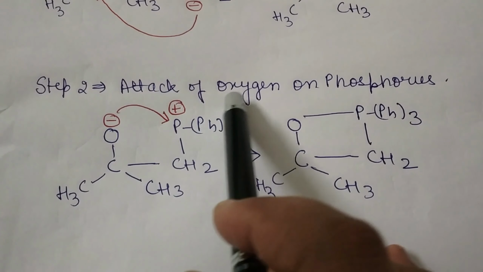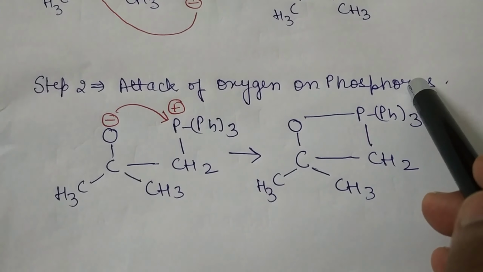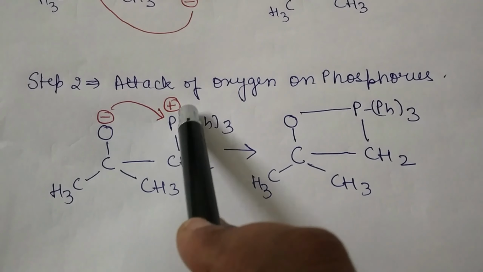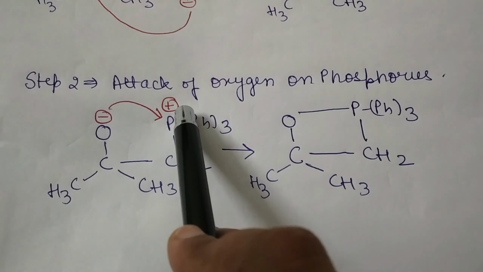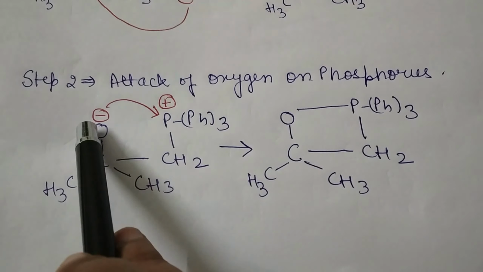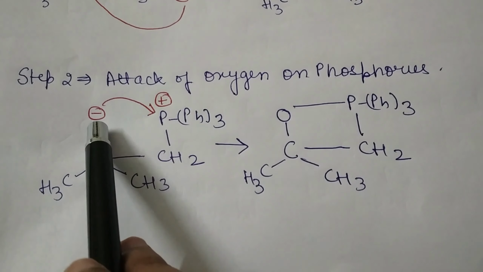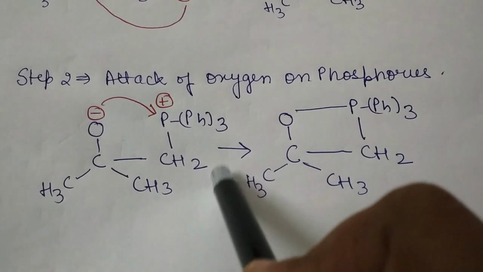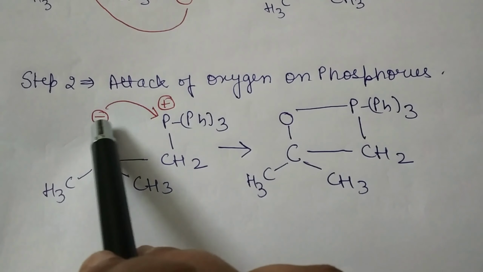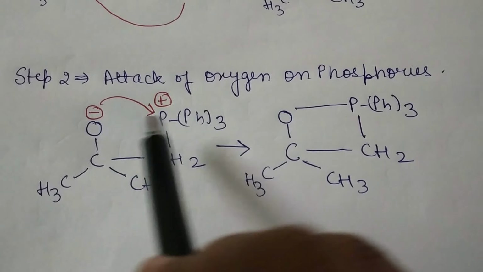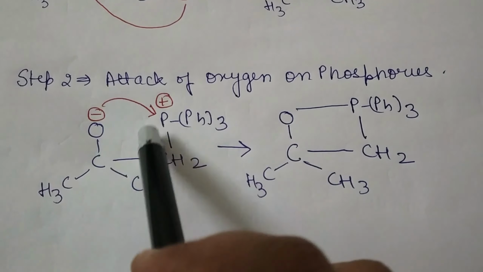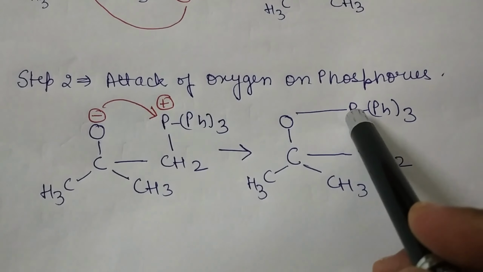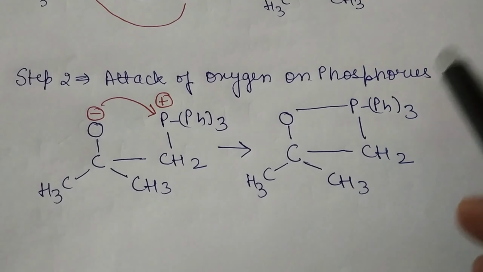In step 2, attack of oxygen on phosphorus. So here you can see the oxygen with a negative charge and the phosphorus will acquire a partial positive charge. Because these two charges are opposite, the oxygen will form a partial bond with this phosphorus, and this type of structure will form. This is a cyclic structure which will form in the second step. Here you can see oxygen forms a temporary bond with this phosphorus with three phenyl groups.